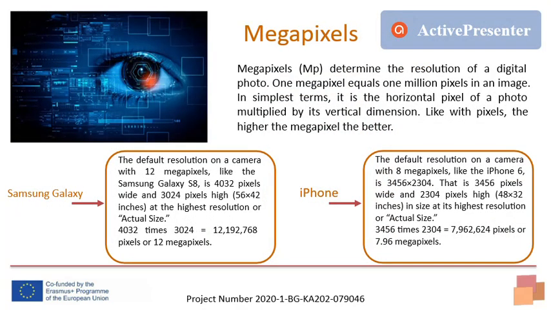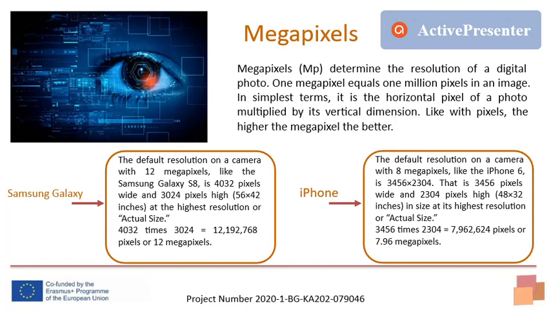Megapixels. Megapixels, MP, determine the resolution of a digital photo. 1 megapixel equals 1 million pixels in an image. In simplest terms, it is the horizontal pixel count of a photo multiplied by its vertical dimension. Like with pixels, the higher the megapixel count, the better.